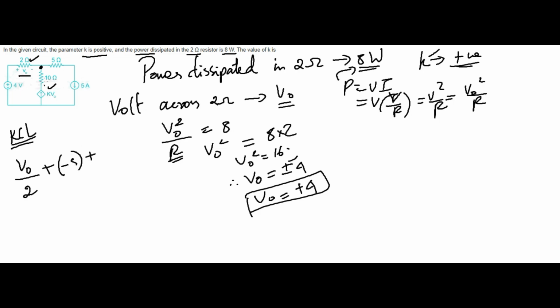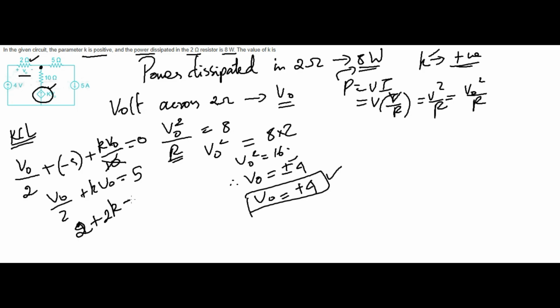And then plus, in this line current is also coming. You can write K V0. It would be V by 10, but here no need to write the 10 since it is a dependent source; K V0 is enough. It is equal to 0. So V0 by 2 plus K into V0 is equal to 5. Now substitute V0 as 4: 4 by 2 means 2, plus 4K is equal to 5.